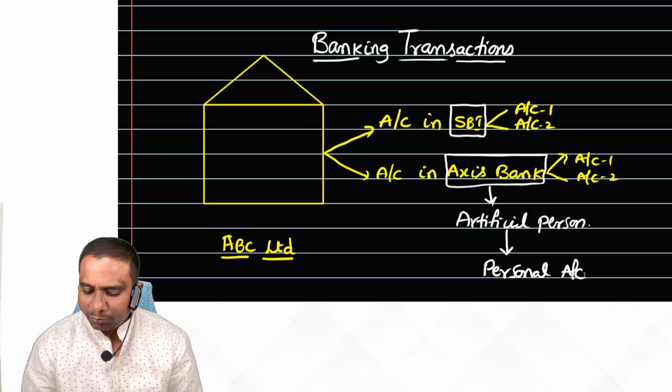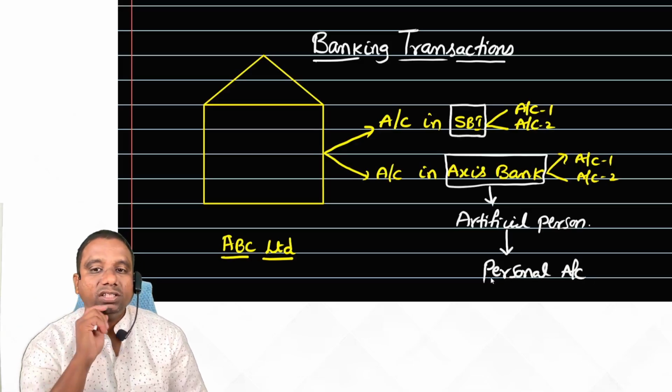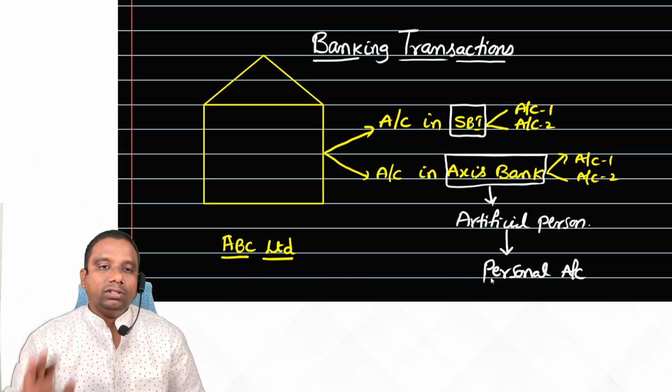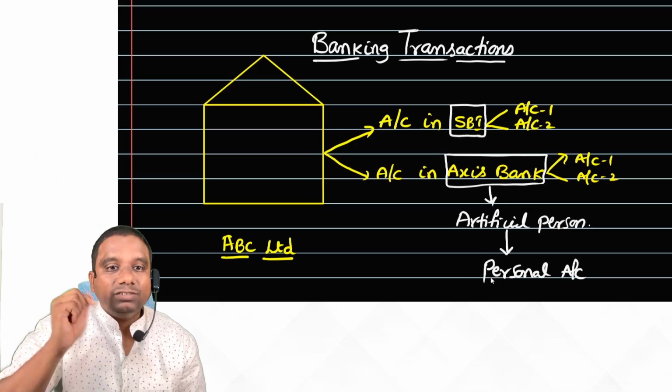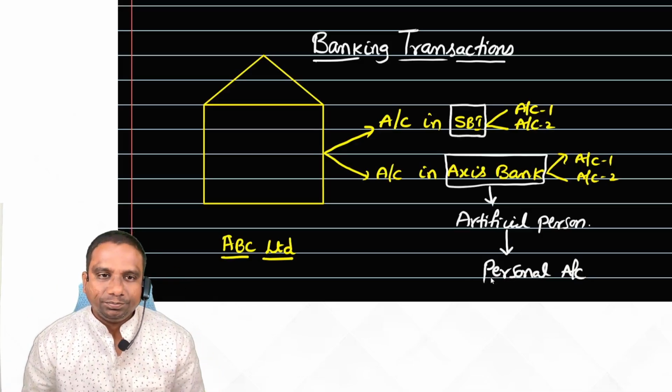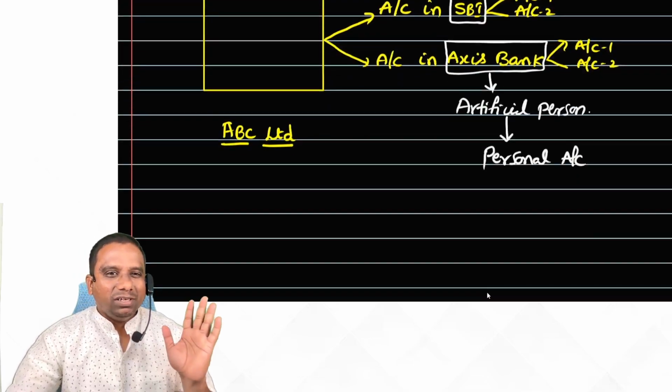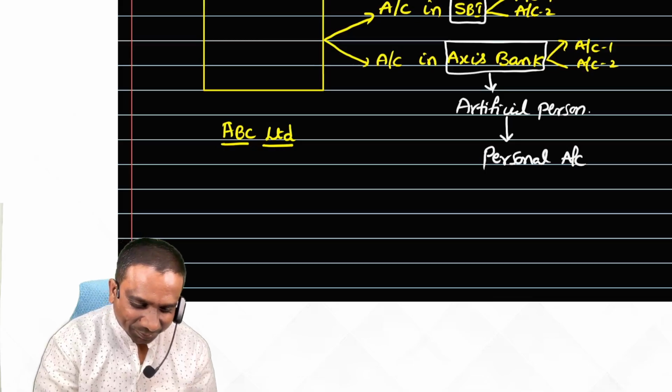Artificial person means personal account. Here you should remember the rule. Personal account rule: debit the receiver, credit the giver. If the bank is the receiver, then bank account debit. If the bank is the giver, bank account credit. Full fundamental rule. Yes or no, students?